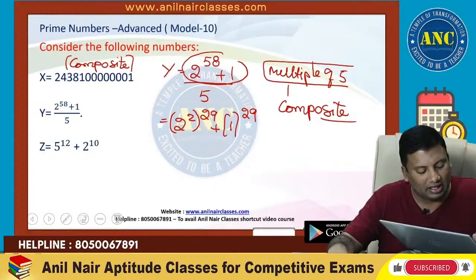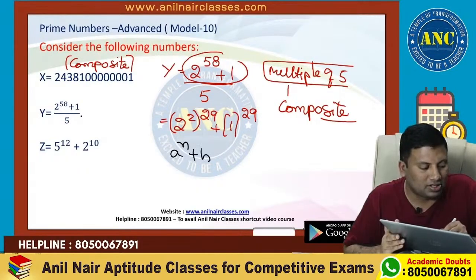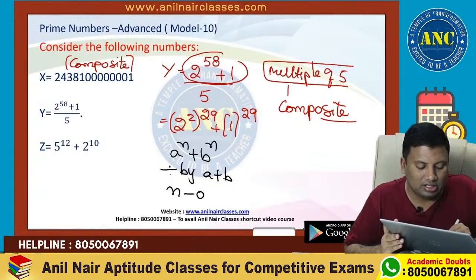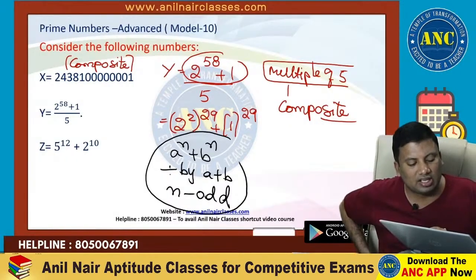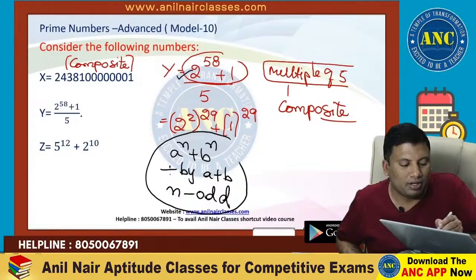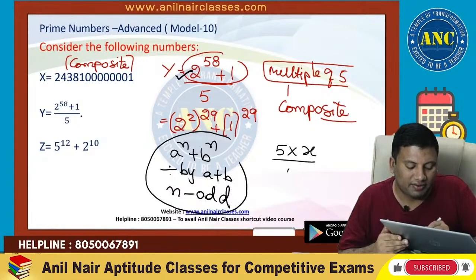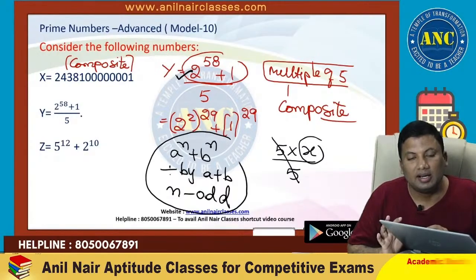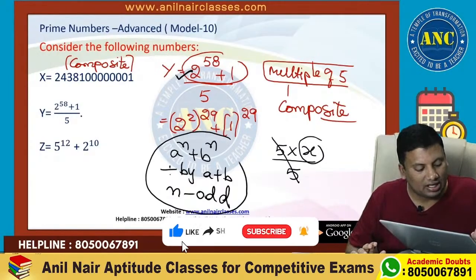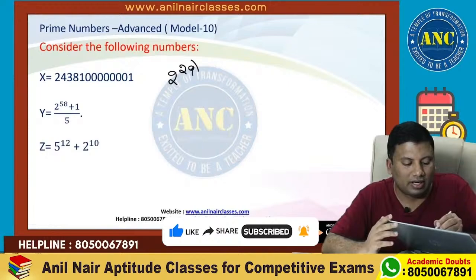2^58 is (2^2)^29 + 1^29. a^n + b^n is always divisible by a + b if n is an odd number. a^3 + b^3 is (a + b)(a^2 - ab + b^2). So it is perfectly divisible by 5. Now we have to check whether x could be a prime number. If that is the question popping up in your mind, then this is nothing but (2^29)^2 + 1^2.